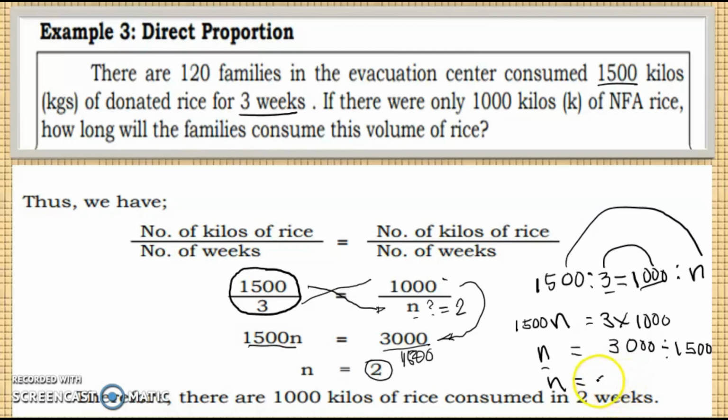Okay? So, it only has 2 weeks. Therefore, 1,000 kilos of rice are consumed in 2 weeks. So it becomes just 2 weeks, because it decreased. So, that is direct proportion. Meaning to say, when one goes down, the other also goes down. So 1,500 became 1,000, and 3 became 2. That is a direct proportion.